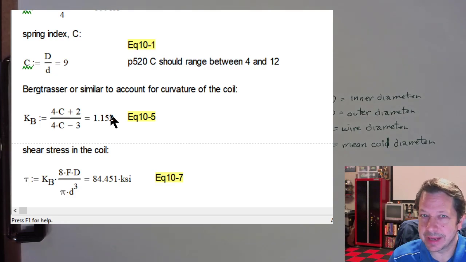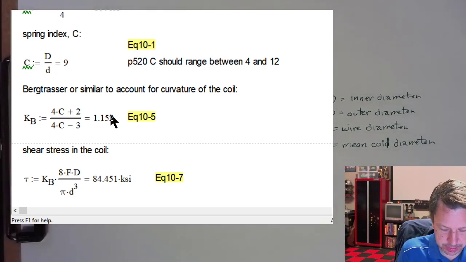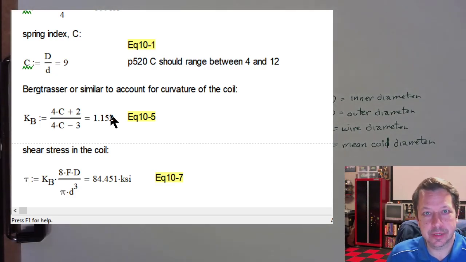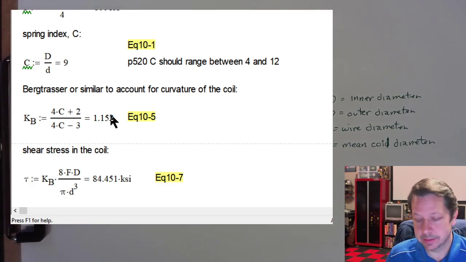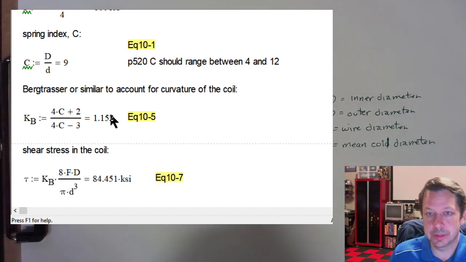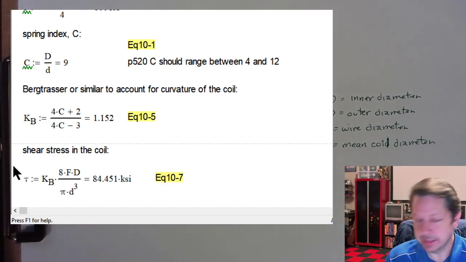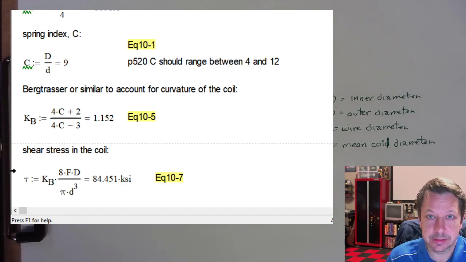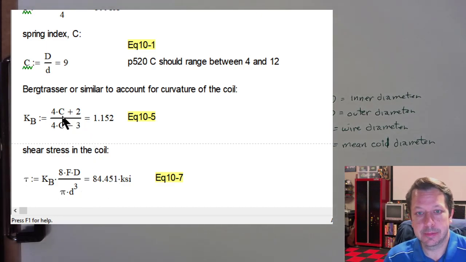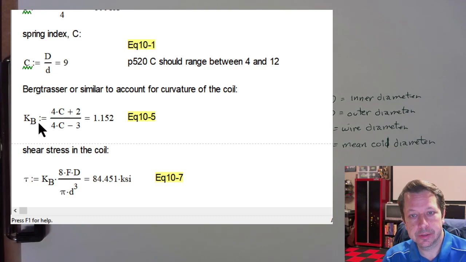So it's kind of, I don't want to call it a stress concentration because it's not doing the same thing a stress riser would do, but it's having the same effect of increasing the amount of stress that the part is experiencing because of a geometric feature. And in this case, the feature is that it's curved in a helix. And so Wahl and Bergstrasser are two of the ways you can account for that curvature.